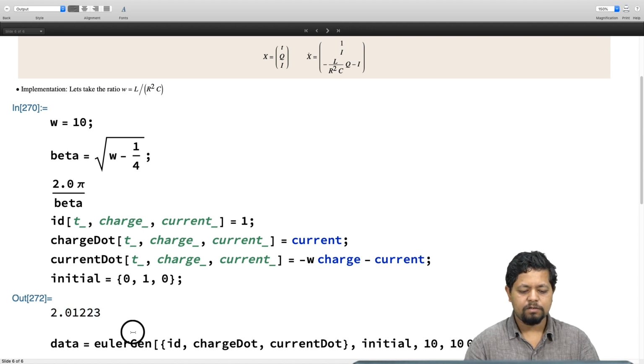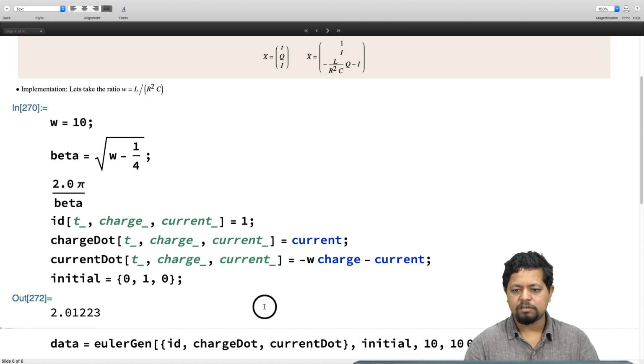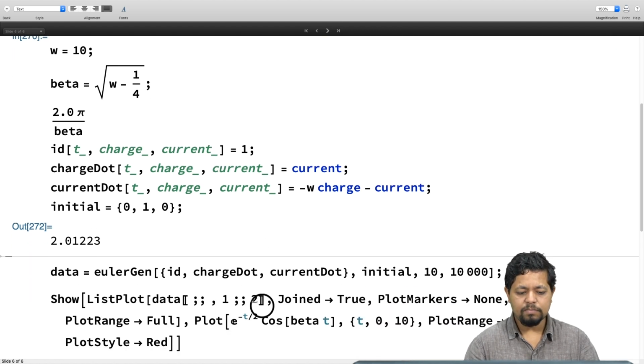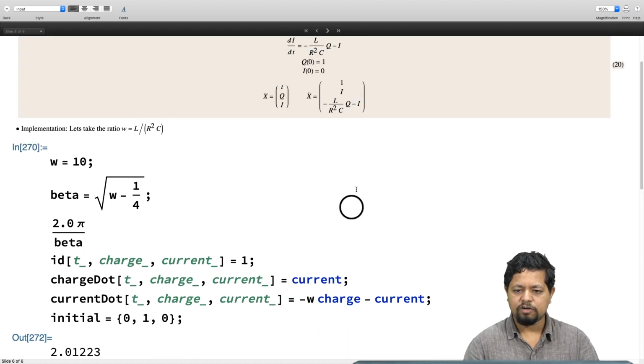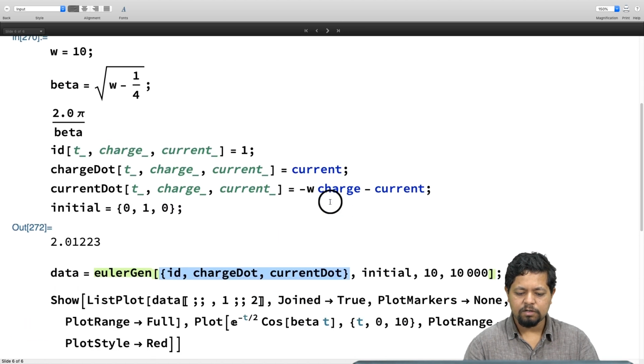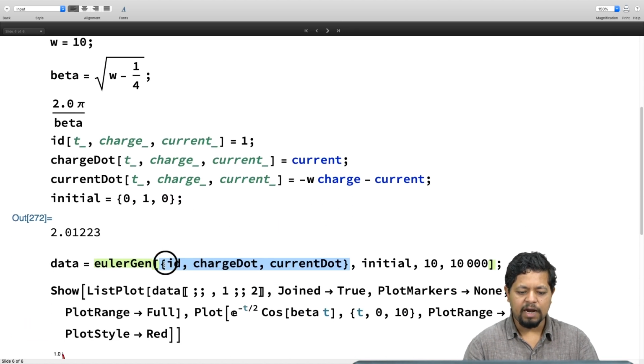So this is my time period in the dimensionless units of time. Now I'm going to go ahead and evaluate this. Notice that for the Euler general function, I'm going to pass the first argument. The first argument was supposed to be the set of functions which define x dot, and those functions are id, charge dot, and current dot. So this is a set of three functions. id is just one, this is q dot, and this is I dot.